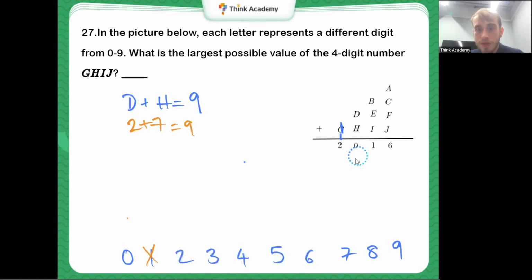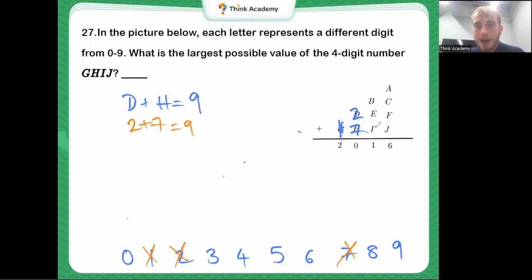Had to rub that bit out, but I'll fix it up. So we've got 2 for D, 7 for H. And you can see that's all working out so far. So now I'm going to cross off the next 2 digits from our list. We've used 2 and we've used 7. So now we can have a look at the next column. I do see some hands, but I'm going to try and finish this explanation first, and then I'll see if you've got questions.